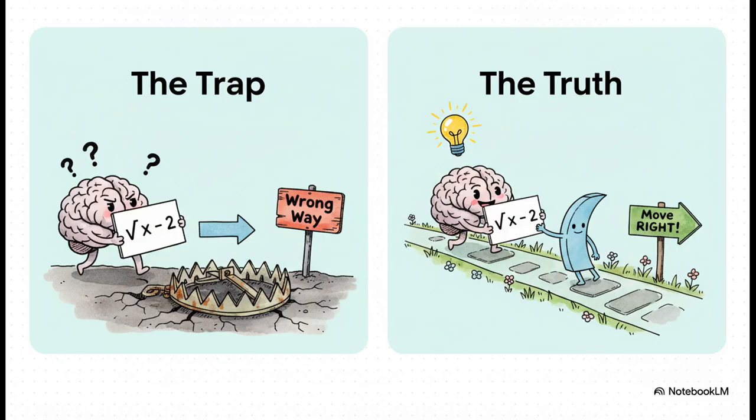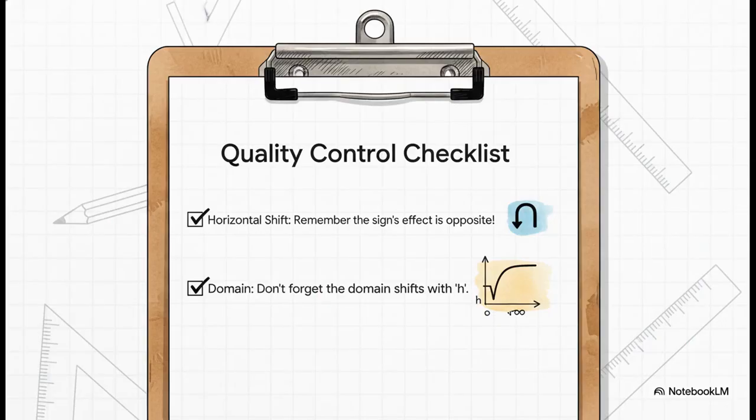The rule is absolute. The sign's effect is the opposite. Minus 2 means you move right 2. Please burn that into your memory. So let's put this on our final checklist. First, always, always, always remember the opposite rule for horizontal shifts. And second, don't forget that as the graph moves, its domain moves right along with it. Your new domain is always going to start at whatever your h value is.